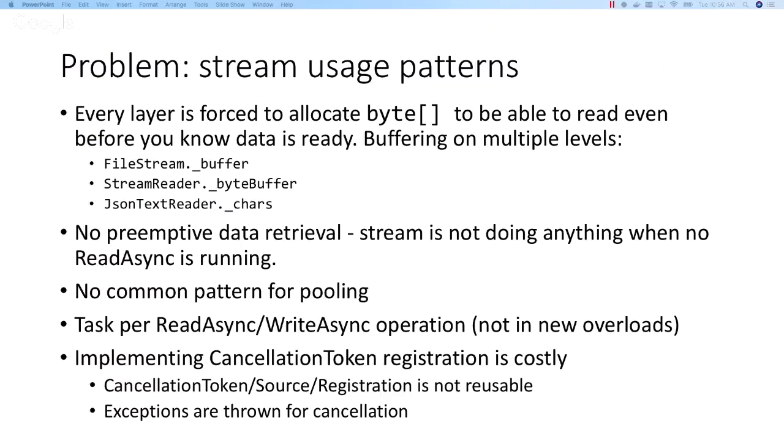No common pattern for pooling. If you want to do efficient networking I/O, you normally have to pool buffers, and you have to either create a memory pool or use one that's out there. You have to rent and return. And once you start pooling memory, you're in the realm of C++, malloc and free. You have to understand when to return memory.